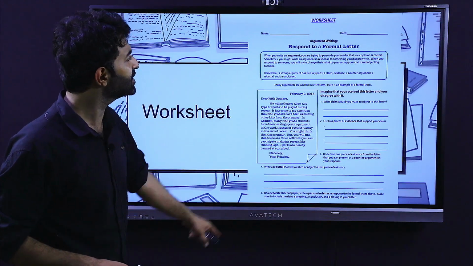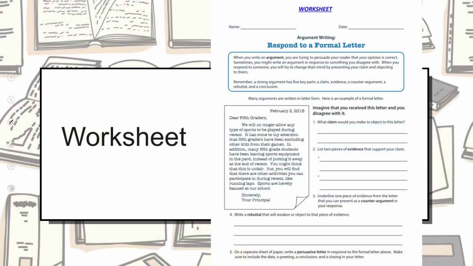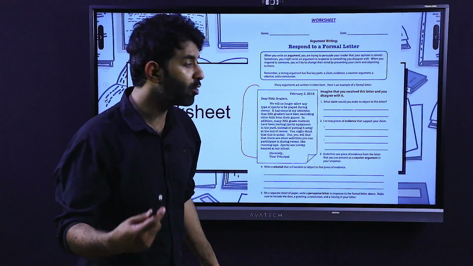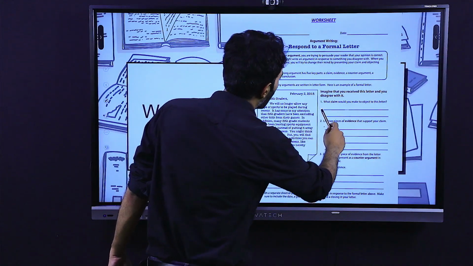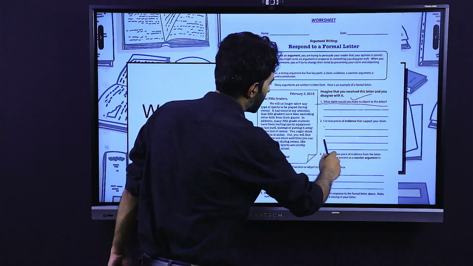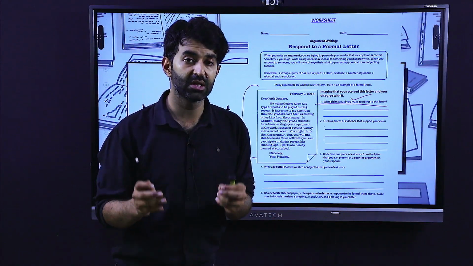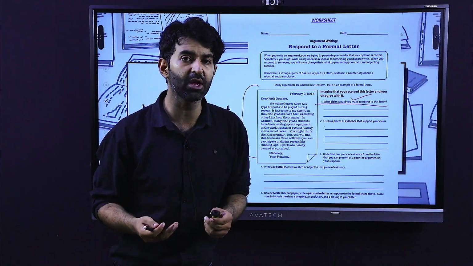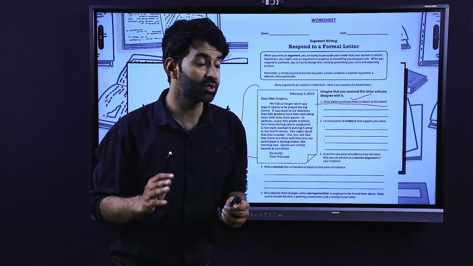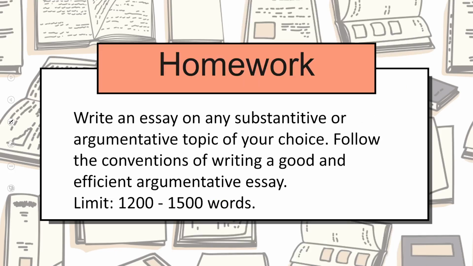My dear learners, this is a response to a formal letter. You are getting this letter and now you are not agreeing with it. So it means that you need to come up with a counterclaim. What claim would you make to object to this letter? You have to solve this worksheet as quickly as possible. Till the next video lesson, you have to submit it to me for assessment. So this is really important that you must do it.